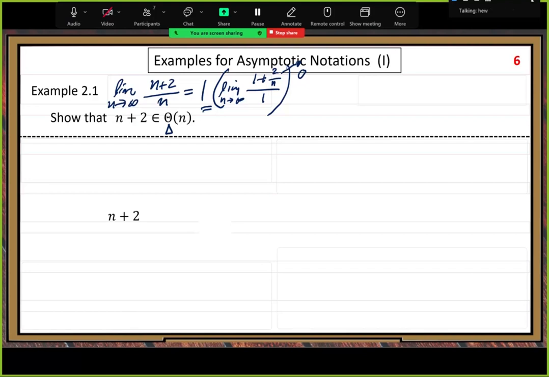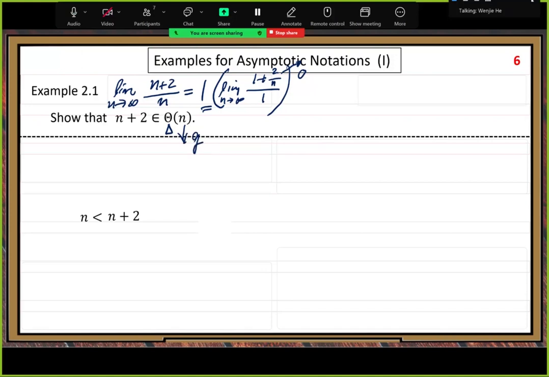And the C1, C2 multiples of the g function: one we use as the lower bound, another as the upper bound. All right, so let's do it this way. Let's look at the lower bound. Lower bound is easy, because n plus 2 is greater than n. N is a constant multiple of the g function, because g is n.